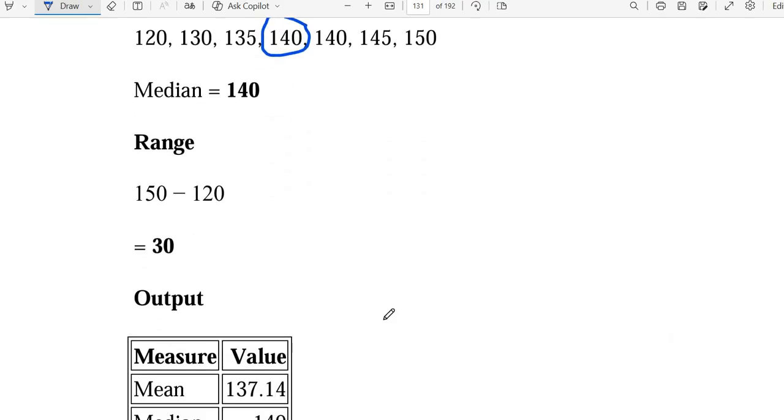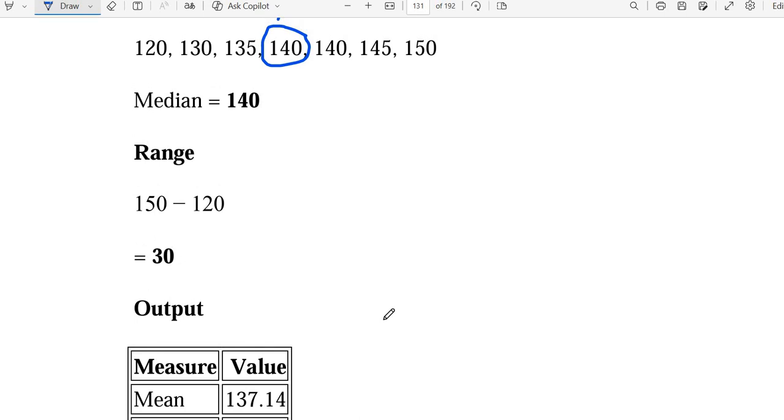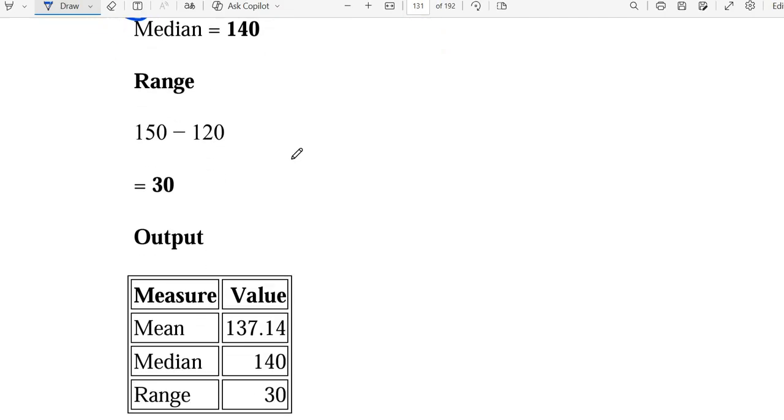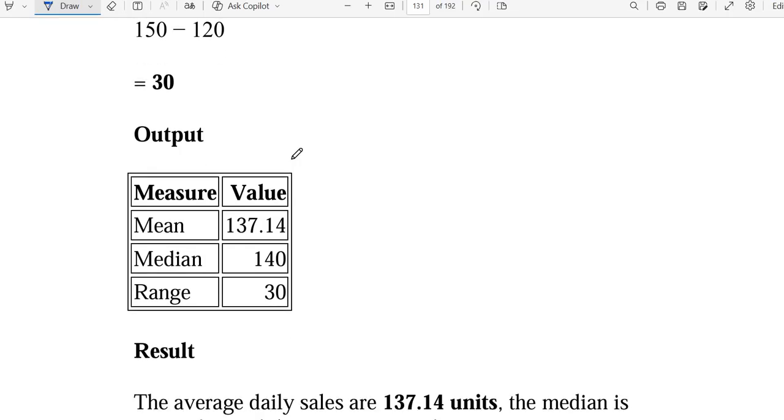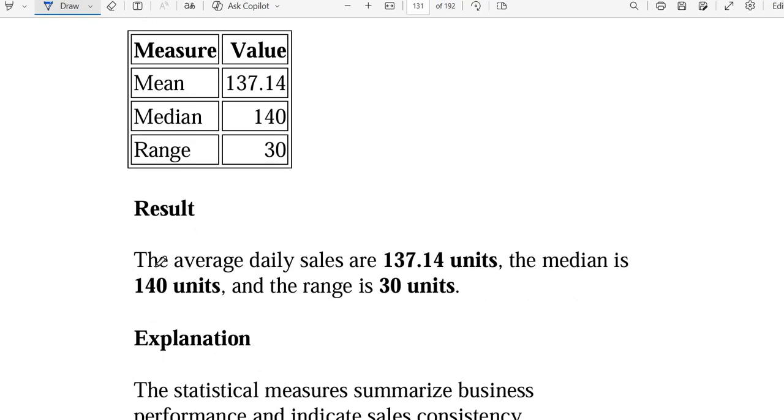Now what is range? Maximum value minus minimum value. Maximum value is 150. Minimum value is 120. Correct? 150 minus 120 is equal to 30. Our range is 30. So the result is the average daily sales are 137.14 units. The median is 140 units and the range is 30 units. Correct?